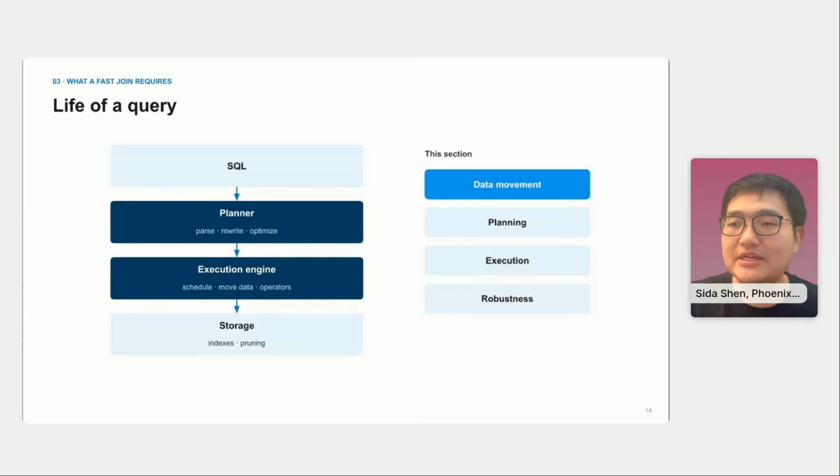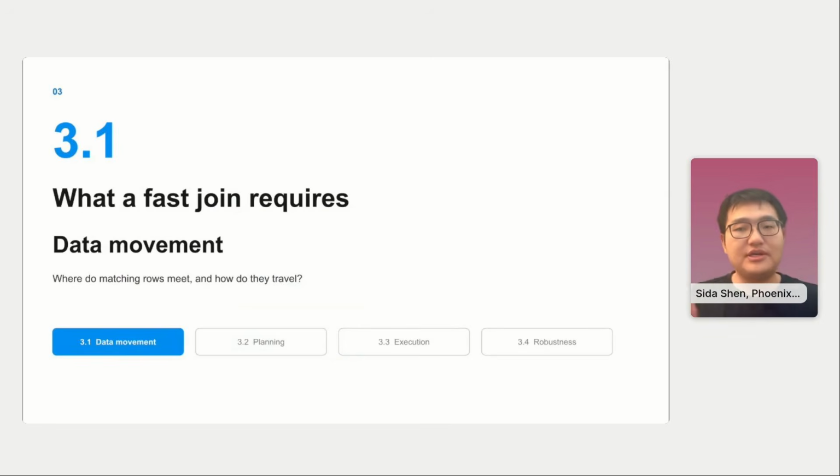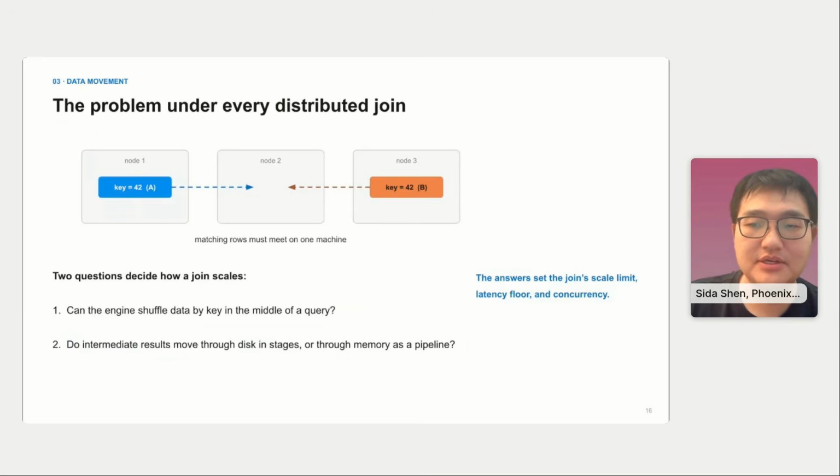So in this section, we're going to talk first about data movement, which is honestly actually distributed computing. Then we're going to talk about query planning, and then about execution and robustness: how do we run a SQL query fast every single time. Okay, so first is data movement. We're going to talk about data movement.